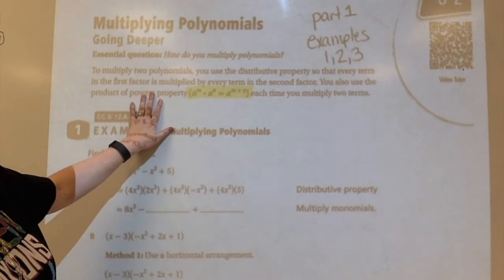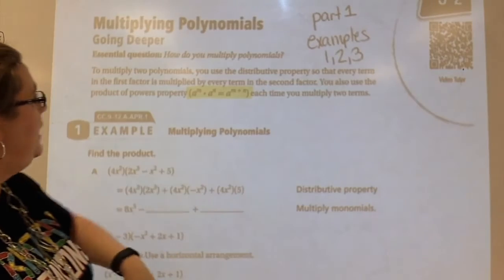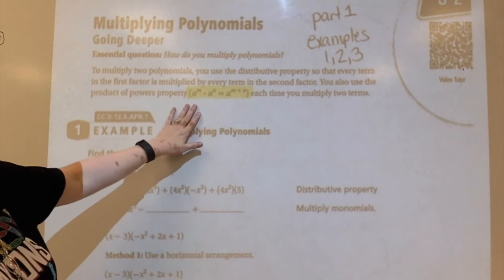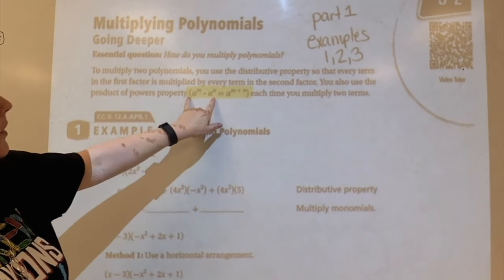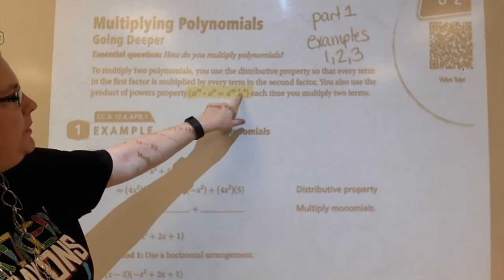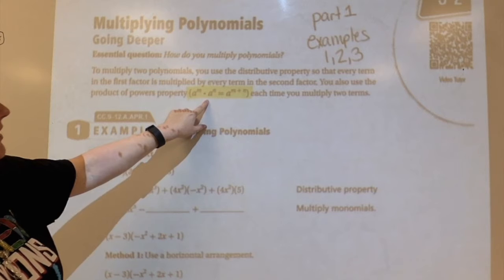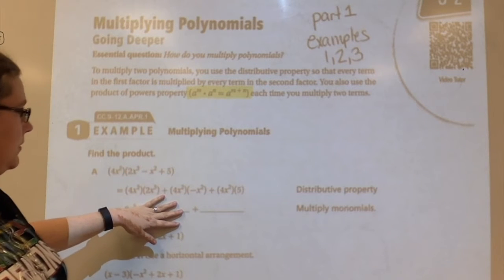Okay, so this is lesson 3-2, multiplying polynomials, part 1. We're going to go through examples 1, 2, and 3. I have highlighted a reminder of the product of powers property, where if you are multiplying the same base and different exponents, you simply add the exponents. We're going to be using this when we're talking about distributing and multiplying the polynomials.